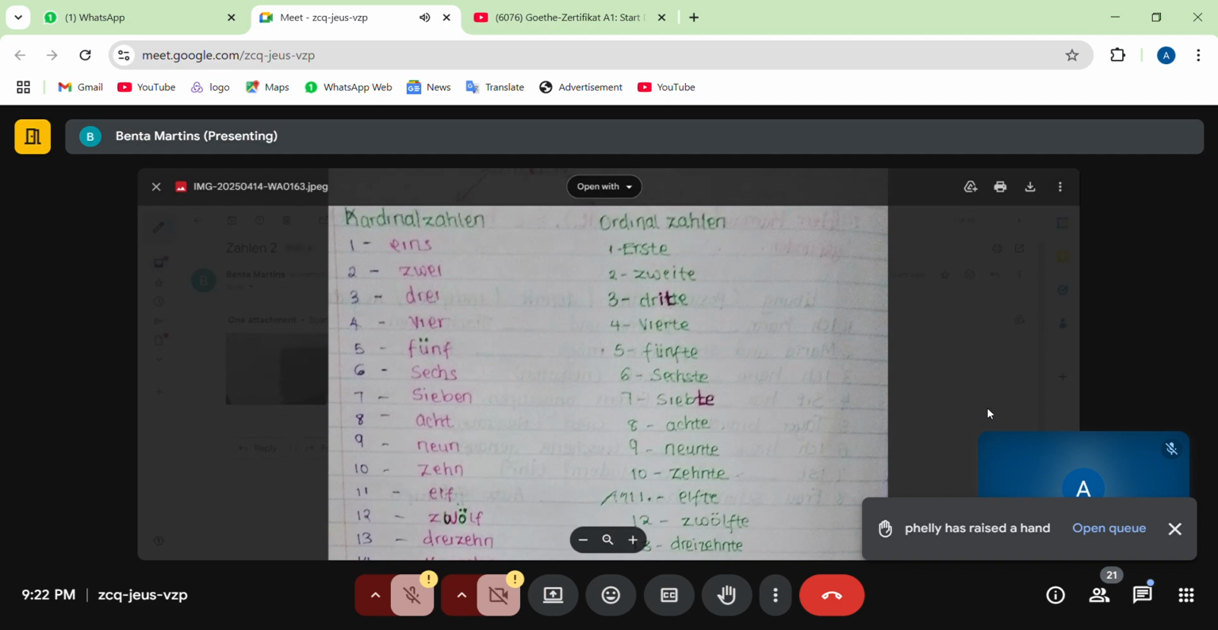Erste, zweite, dritte, vierte, fünfte, sechste, siebte, achte. Erste, dritte. Thank you. So erste, zweite, dritte, vierte, fünfte.